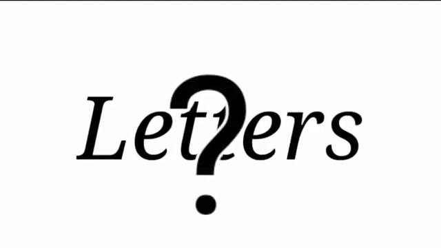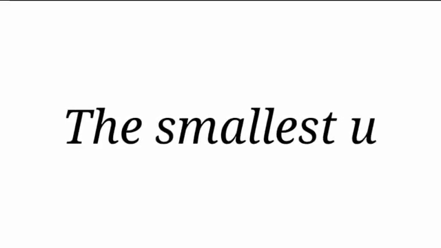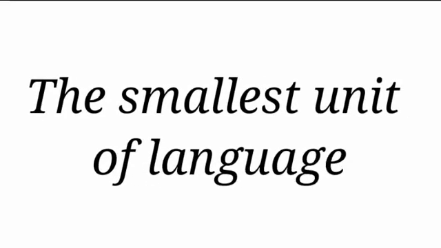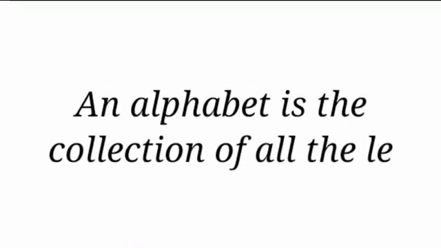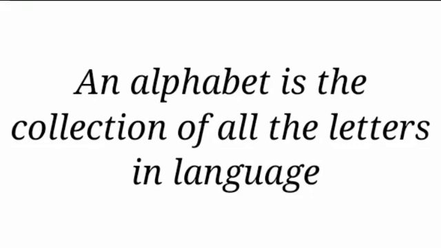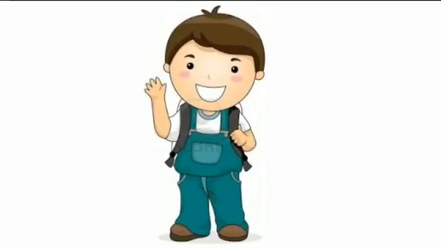What is letter? A letter is the smallest unit of language. For example, A, B, C, etc. And alphabet is the collection of all the letters in language. How many letters are there in English alphabet? Yes, there are 26 letters in English alphabet. What are they? Yes, they are A to Z. We all learn about letters.